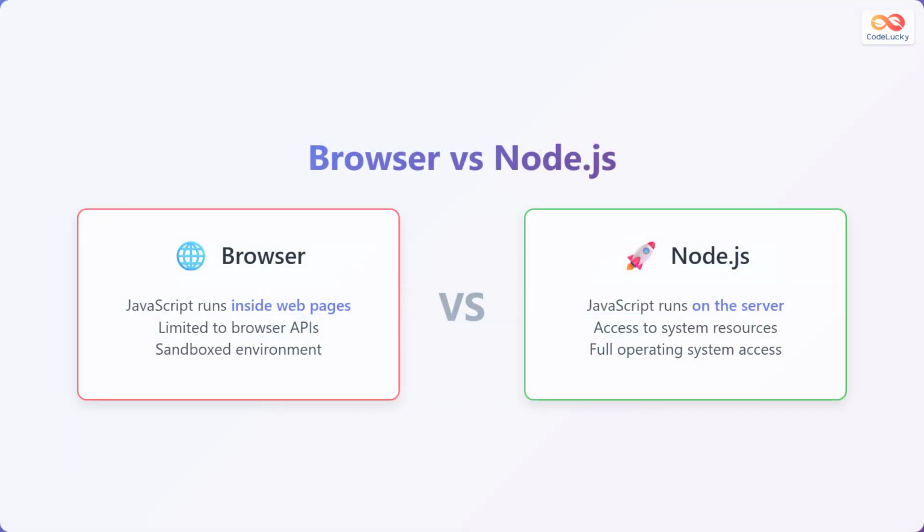Now let's compare how JavaScript behaves in a browser versus Node.js. In a browser, JavaScript runs inside web pages and has limited access to browser application programming interfaces, or APIs, in a sandboxed environment. On the other hand, Node.js runs JavaScript on the server, which gives it access to system resources and full operating system access. It allows you to do things that aren't possible in a browser environment.